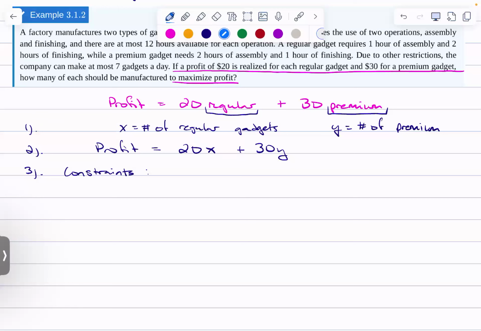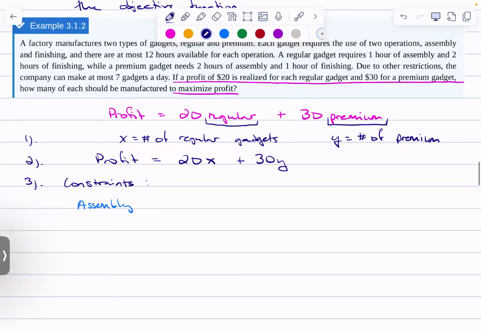Now, if I break up these constraints, I could have an assembly constraint, which says 1x plus 2y has to be less than or equal to 12. That's the amount of time that it takes. It can't take more than 12 hours. You don't have to write the 1, I just want to emphasize that it's just 1 hour.